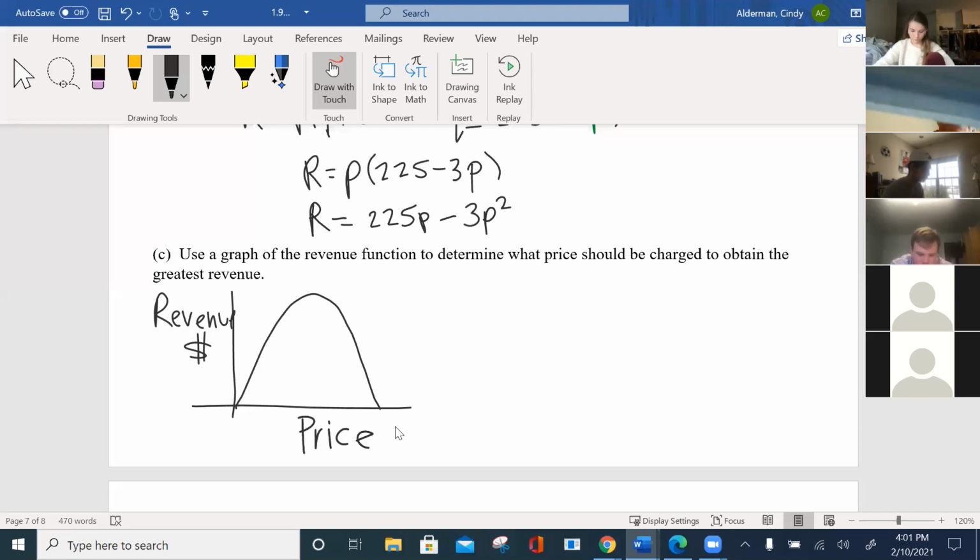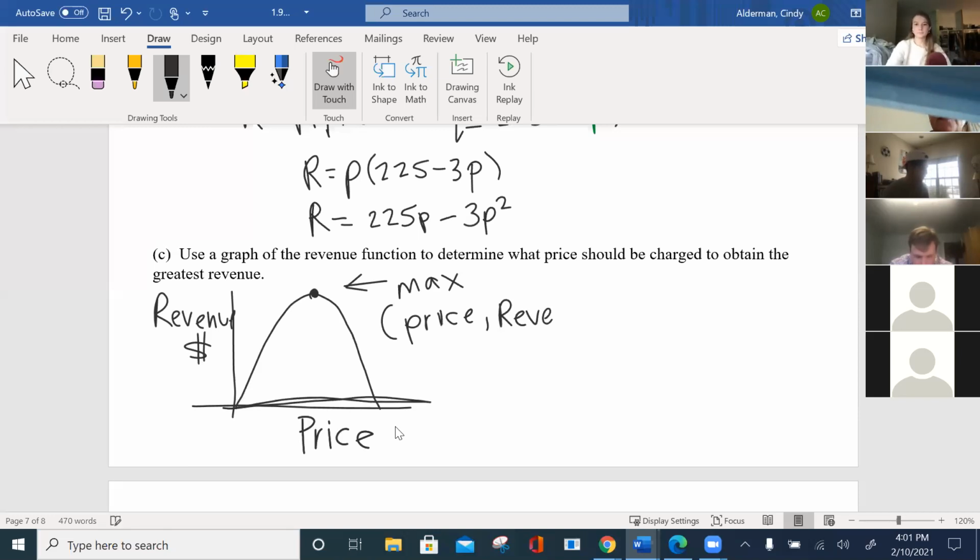So what you're looking for here, right, is the max. Now notice that the x value is going to be price, right? Because this is the x-axis, and the y value is going to be revenue. So be careful that you're answering the question that they're asking. Here they're asking what price should be charged to obtain the greatest revenue. Was this going to be the x value or the y value?